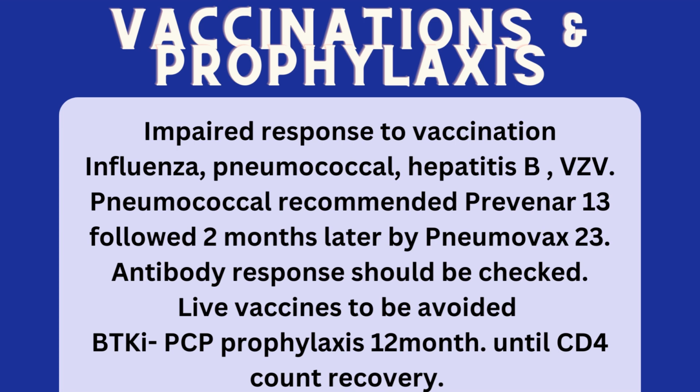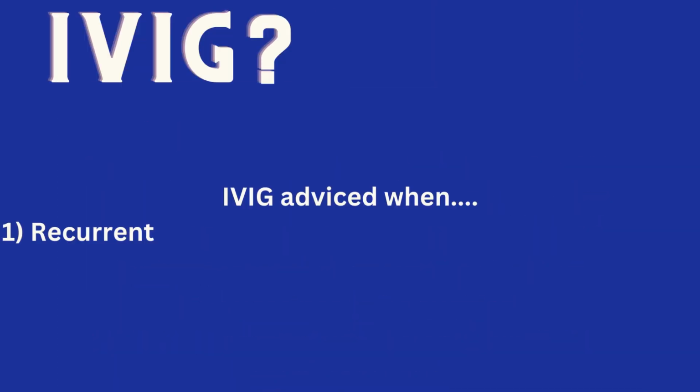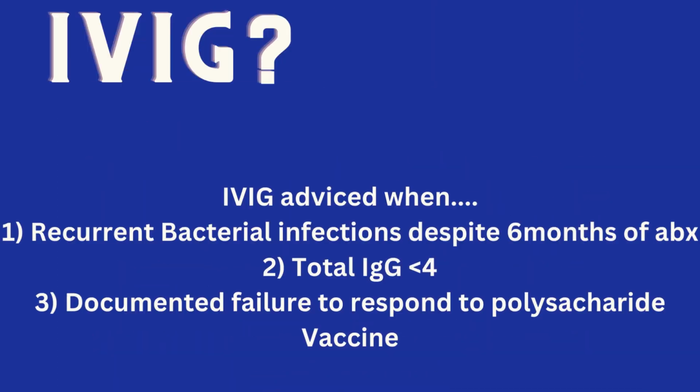Prophylaxis with azoles is not routinely recommended with a Bruton tyrosine kinase inhibitor or venetoclax due to potential drug interactions, but there have been reports of invasive fungal infections in patients receiving acalabrutinib or ibrutinib. Hypogammaglobulinemia is a common finding in patients with CLL. IVIG replacement therapy is advised for patients who suffer recurrent severe bacterial infections despite 6 months of continuous oral antibiotic therapy, or have a total IgG of less than 4, or have a documented failure to respond to a polysaccharide vaccine challenge.